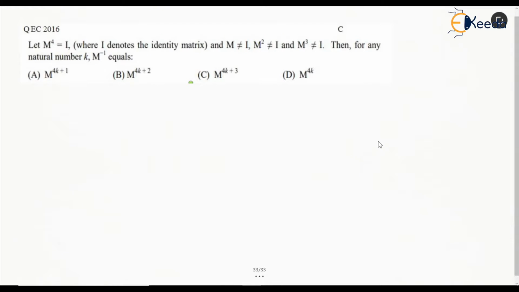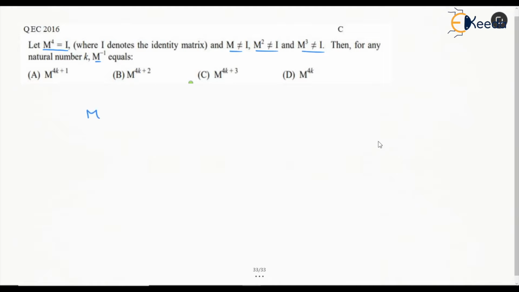So it says if M to the power 4 is equal to I, where M is not equal to I, M square is also not equal to I, M cube is also not equal to I, then for any natural number k, M to the power 4k plus 3 is how much?